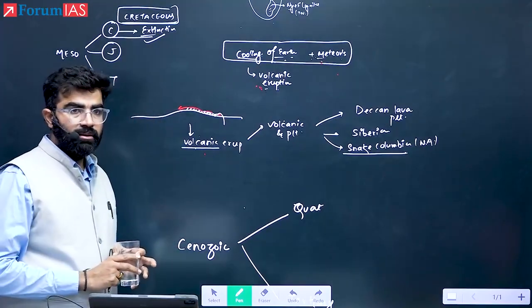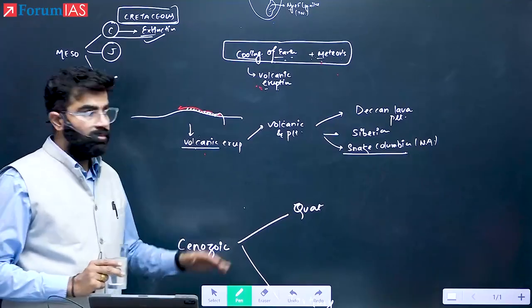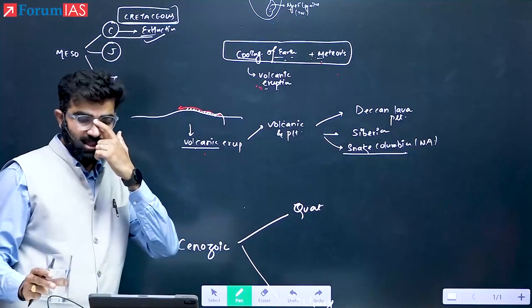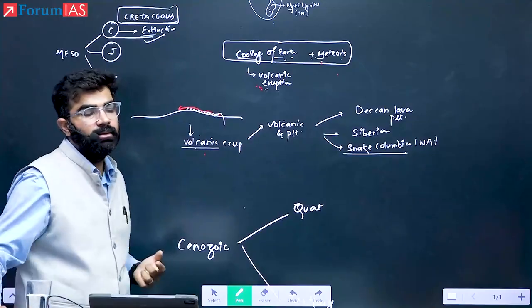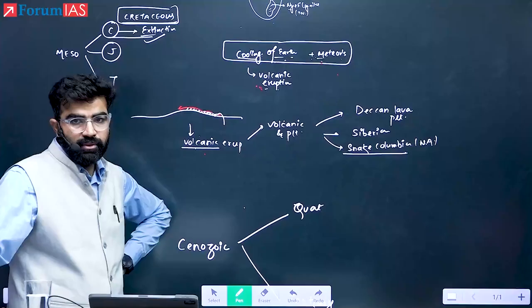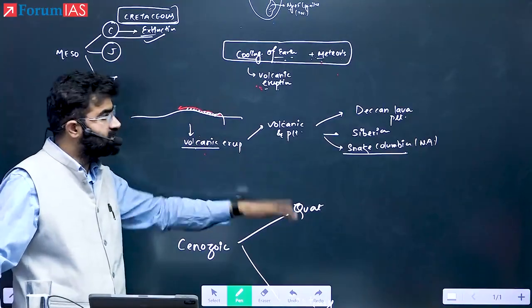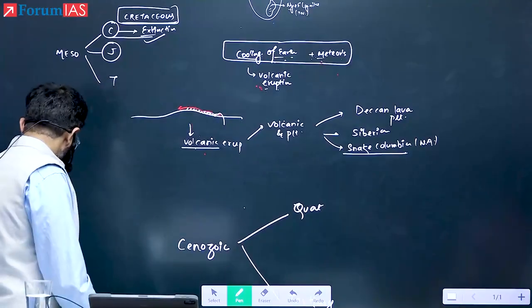Till here, everyone? Fine? From here, the more interesting part will start. That is the theories: the continental drift theory, seafloor spreading theory, convectional current theory, plate tectonic theory, and the interior of the Earth. From here onwards, this is a somewhat theoretical part. Now we come to here.